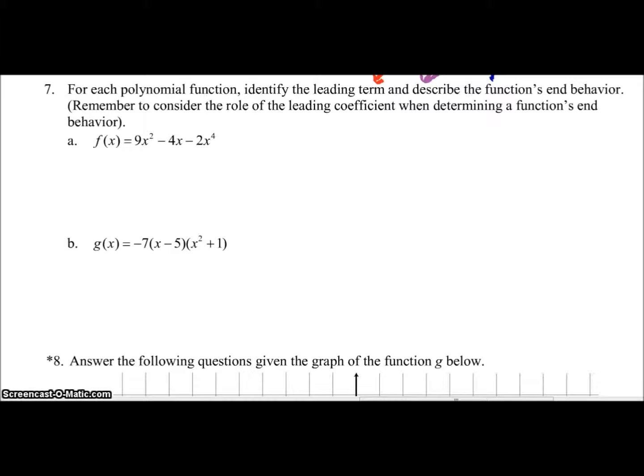For each polynomial function, identify the leading term and describe the function's end behavior. Remember to consider the role of the leading coefficient when determining a function's end behavior. So here the leading term is 9x squared. Now, wait, that's not right. I didn't see that negative 2x to the 4th on the end. You might look in your notes that I gave you guys.